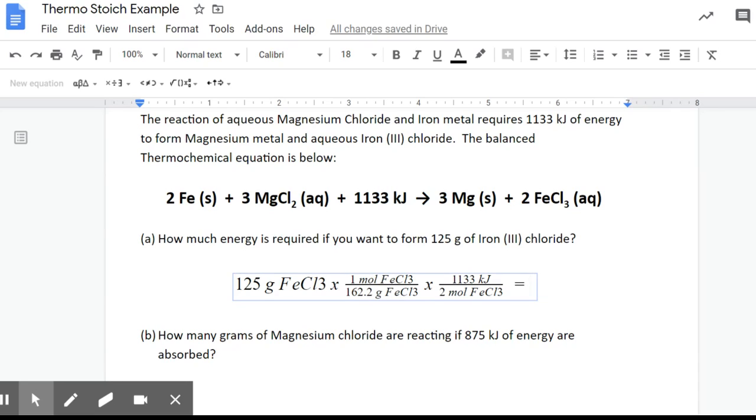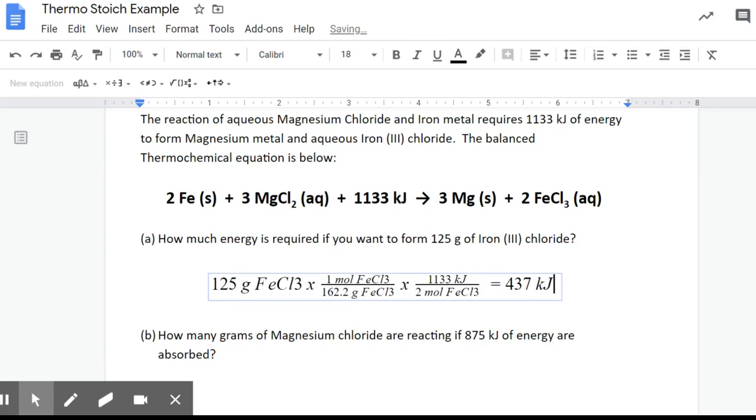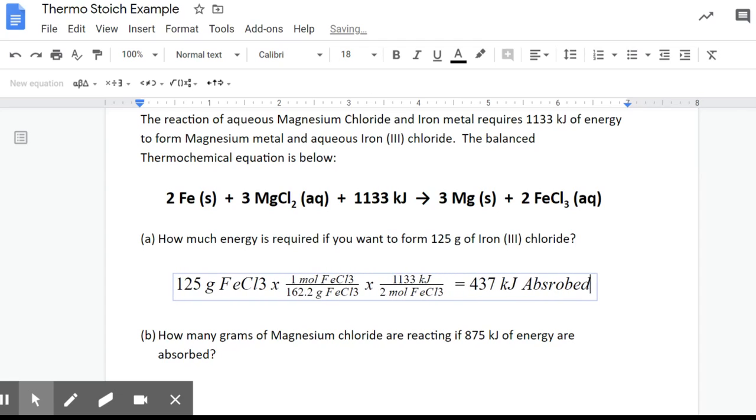So if we use our calculator to do the rest, we find we have 437 kilojoules of energy are going to be absorbed if we have 125 grams of the iron 3 chloride produced. All right, so that's how we go from grams to energy.